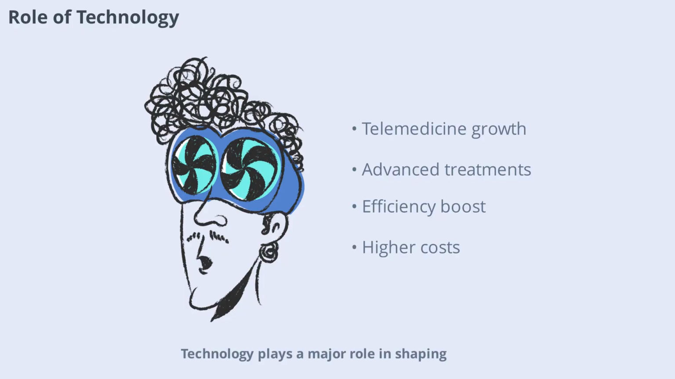Technology plays a major role in shaping both supply and demand in the medical market. New medical devices, telemedicine, and advanced treatments can increase supply by making care more efficient. At the same time, technology can boost demand as patients seek the latest innovations. However, new technology can also be expensive, affecting prices and access. Let's see how technology is changing the landscape of healthcare supply and demand.